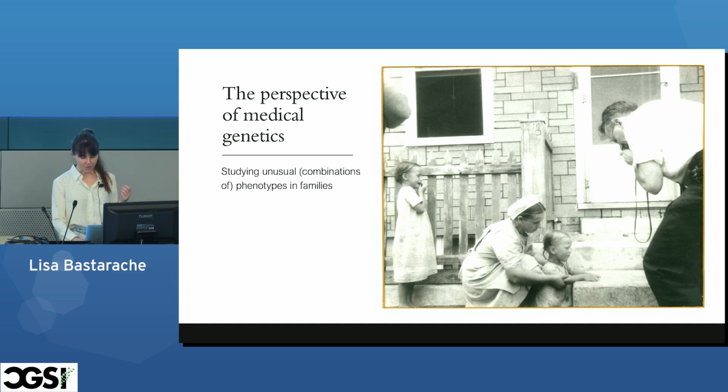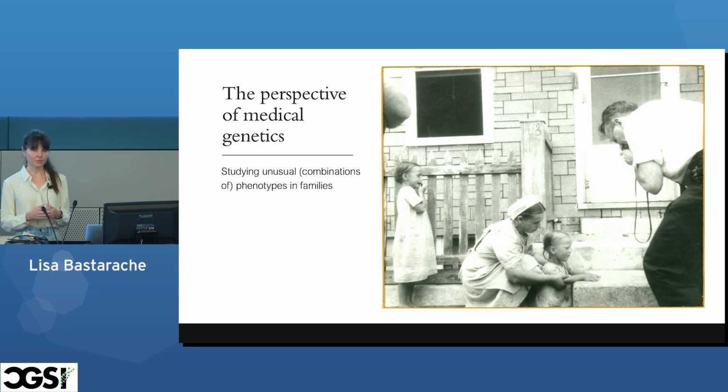And so this is a photograph, actually, of Victor McKusick, who did a lot of work with Amish families that lived near where he was at Johns Hopkins. McKusick is considered the father of medical genetics, and so he spent decades getting to know Amish families and really understanding their family trees, and was able to describe a number of different genetic conditions.